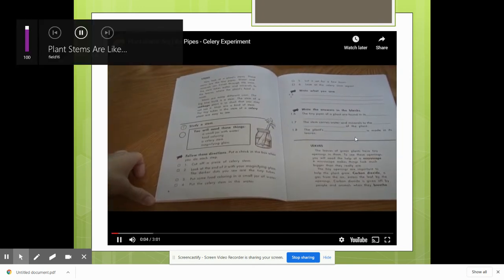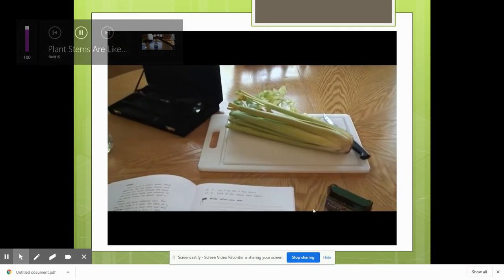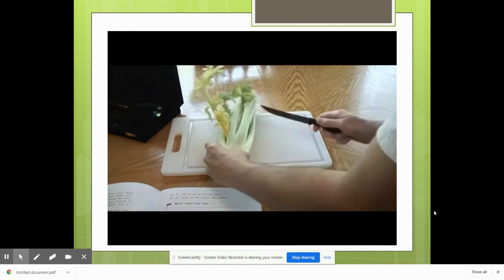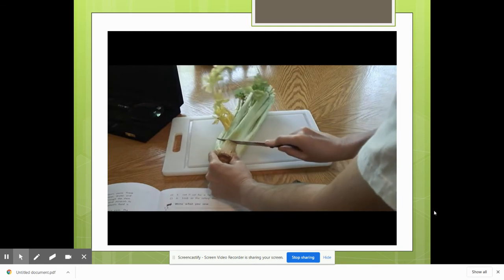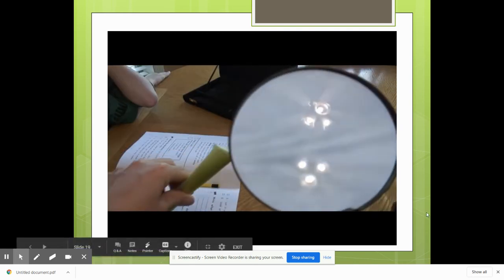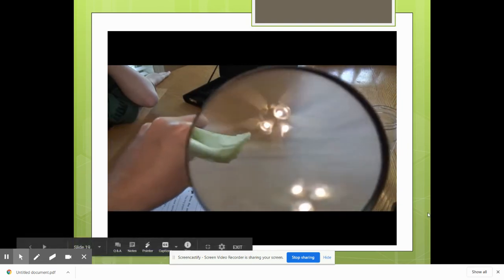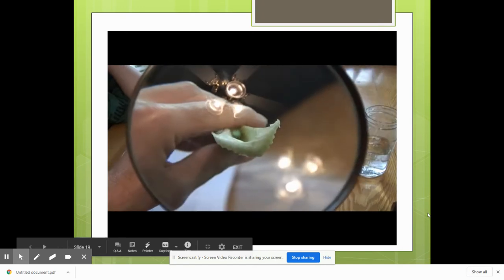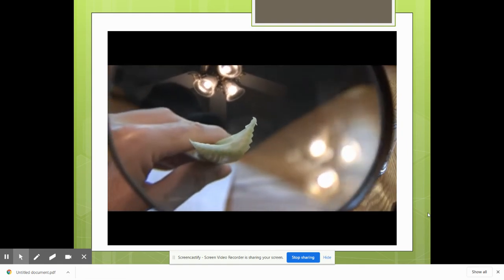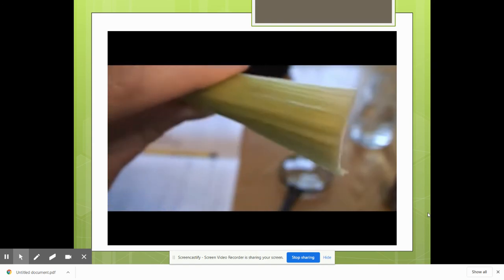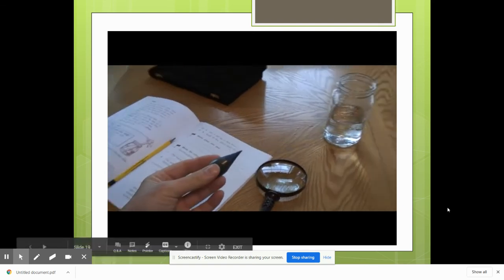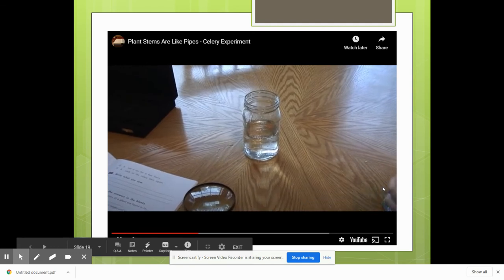We're doing our next homeschool science lesson today about plant stems. This experiment we're going to look at the stems. Okay, so first step. The next step is to put some food coloring in the water. Here you go, Tyler. Check it out.